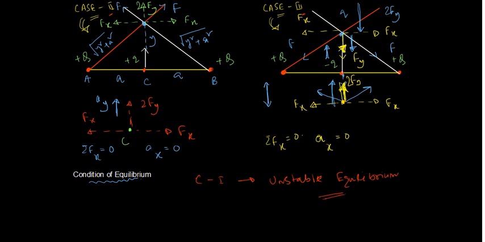Right? Case 2 also we have already checked. It will continue to move along y. Unstable equilibrium. Alright. And if I check case 3, it has a tendency to come back to the initial position. So case 3 will be of stable equilibrium.